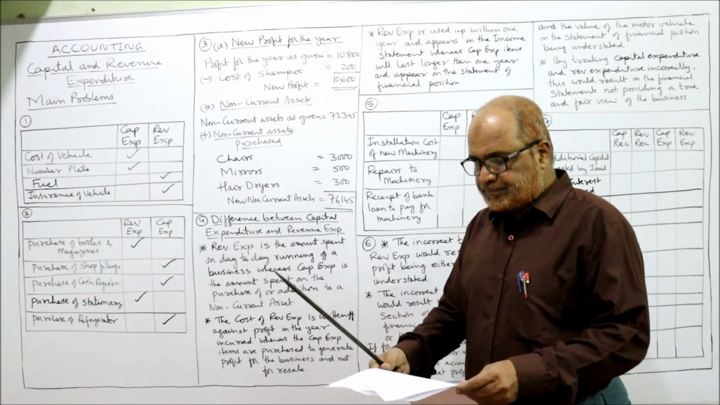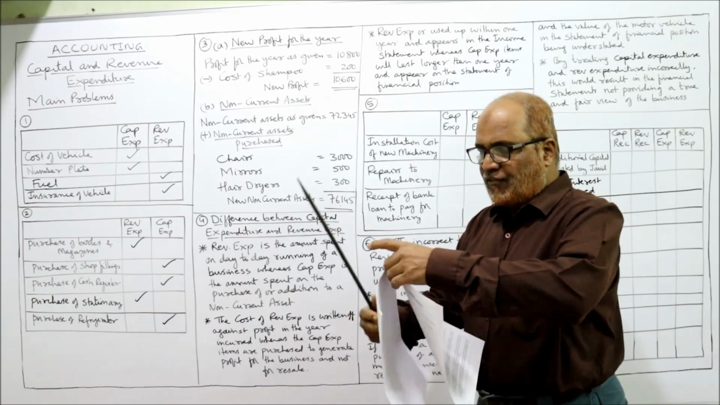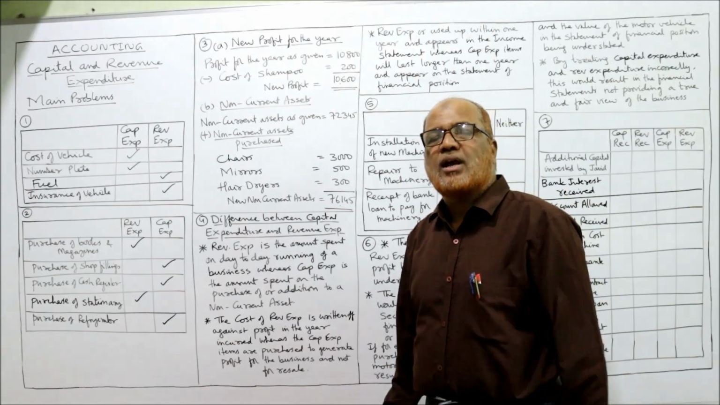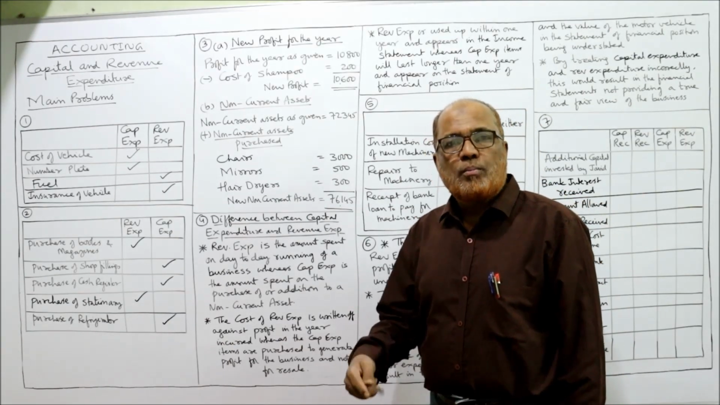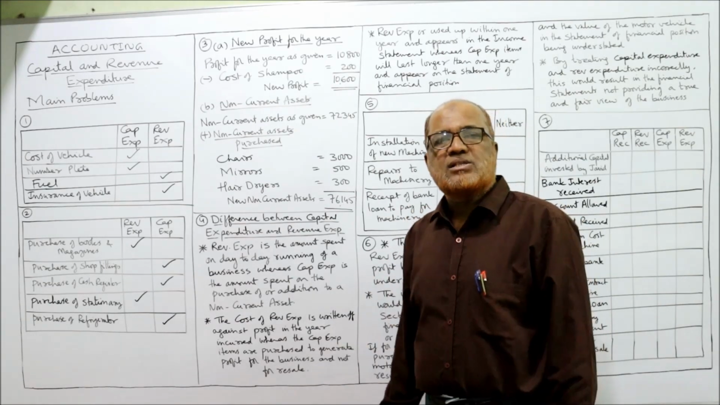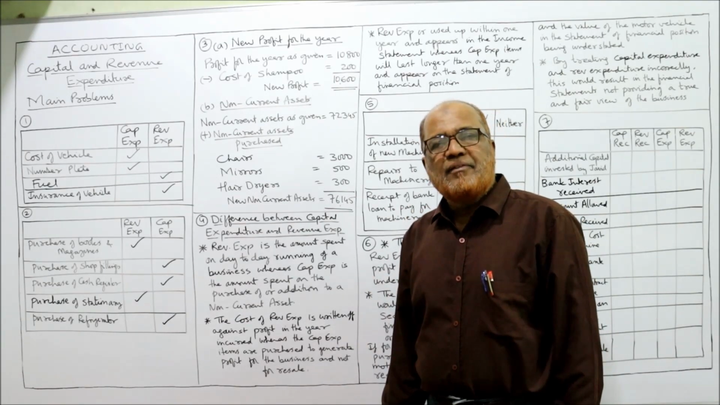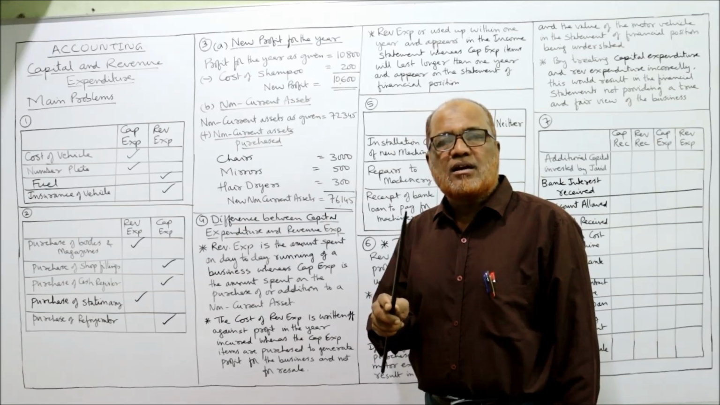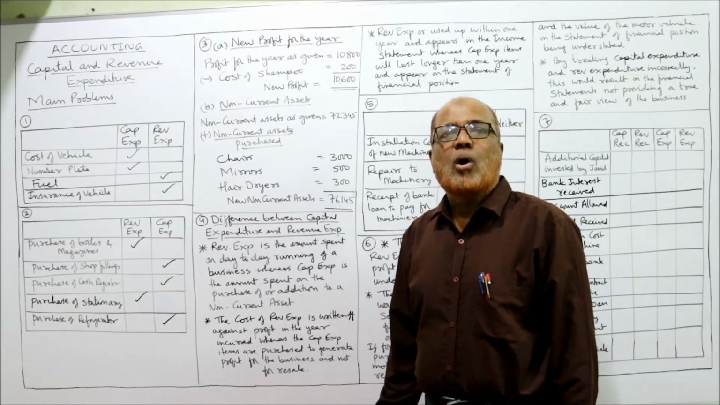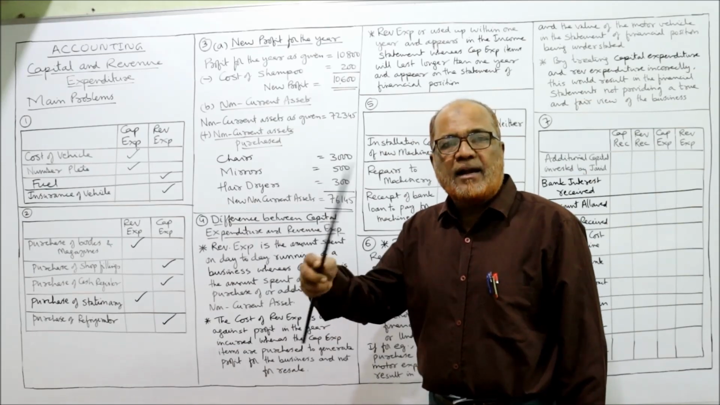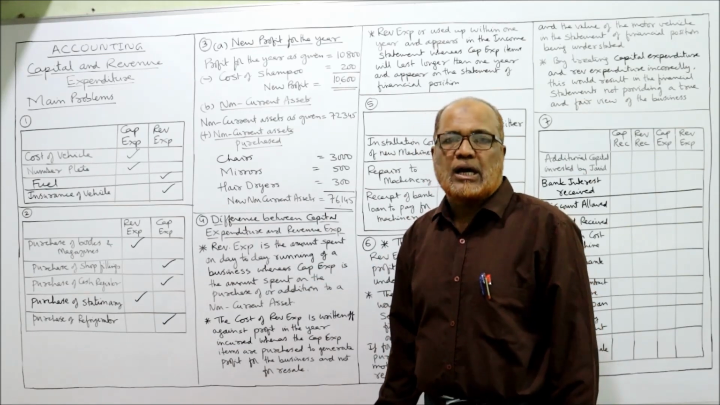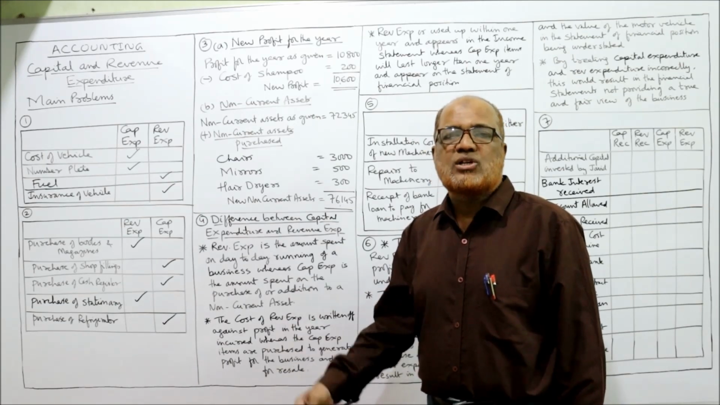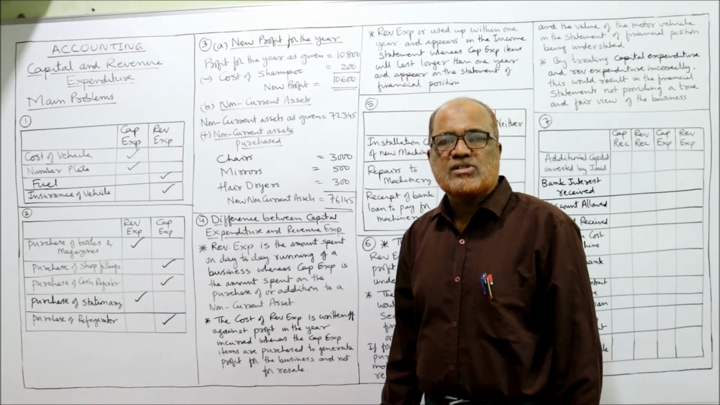Now fourth problem. It is asking you to explain the difference between capital expenditure and revenue expenditure. Many times I explained this in the last video itself. The main difference is that capital expenditure is incurred to acquire a non-current asset or add to existing non-current assets. That is capital expenditure. Revenue expenditure are day-to-day expenses. That is the first difference.